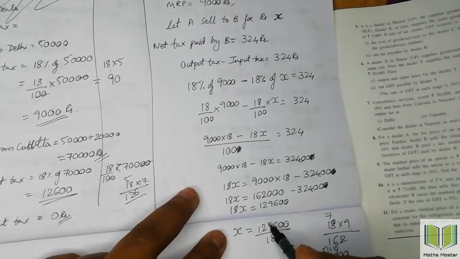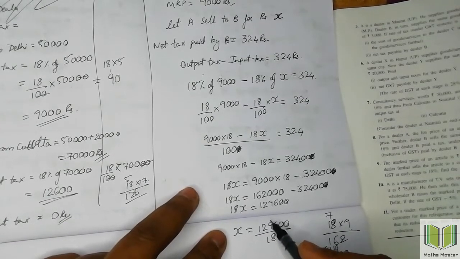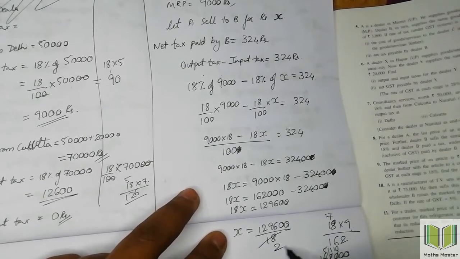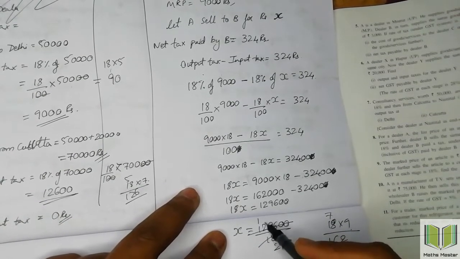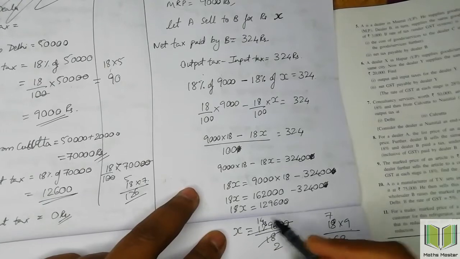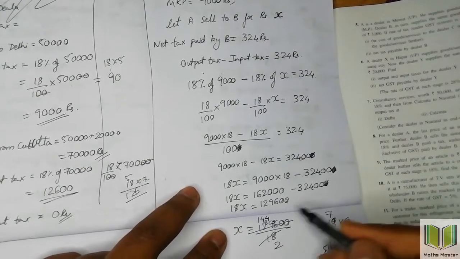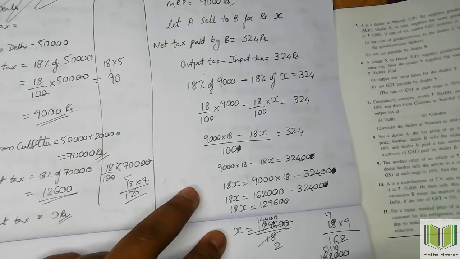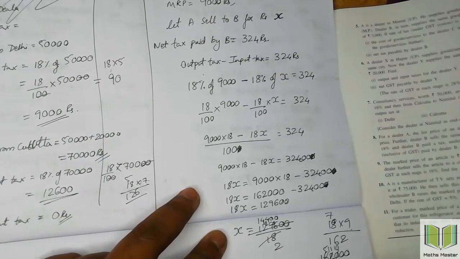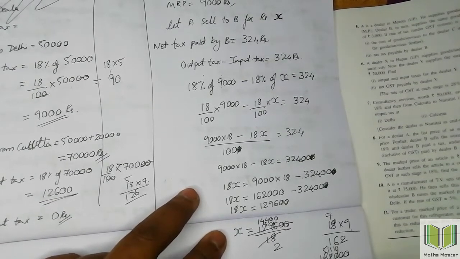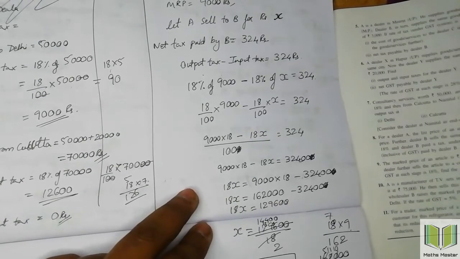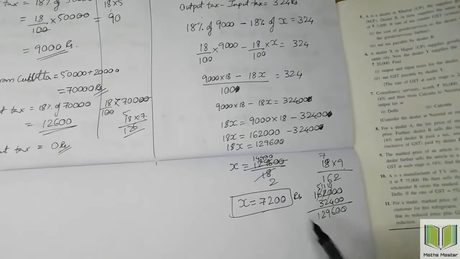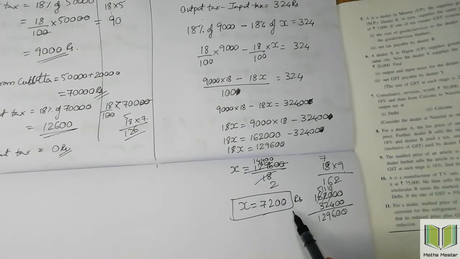9 ones are 9, 3 remains. 39, 36 fours are 36, 3 remains. 9 twos are 18, 3 remains, 4, 00. So 144 by 2 is equal to 7200. So x is equal to 7,200 rupees. Sorry, I think you're not able to see. Yeah, x is equal to 7,200 rupees.